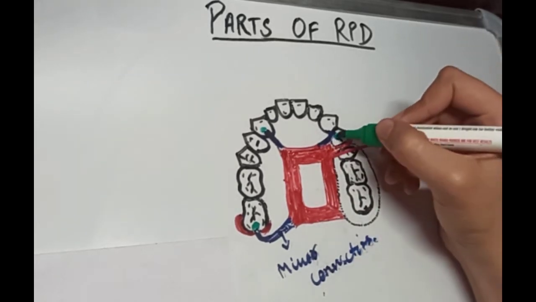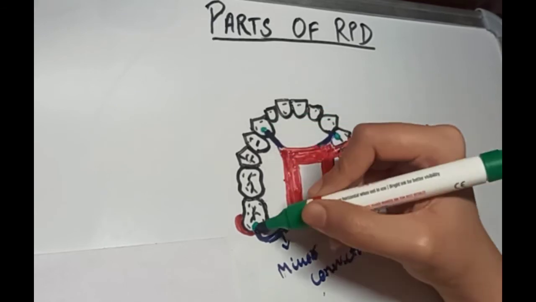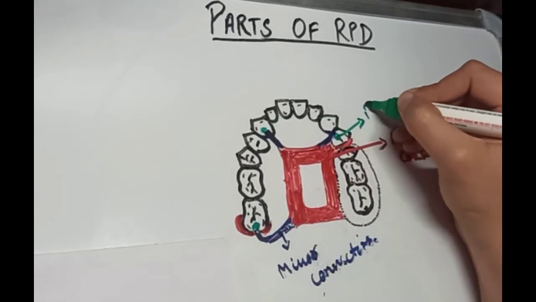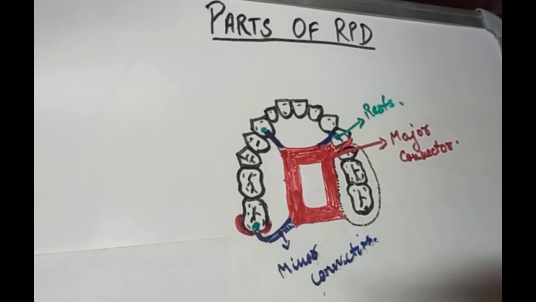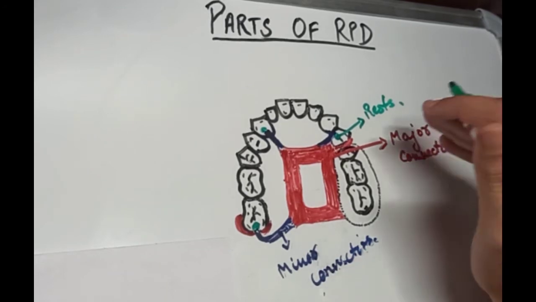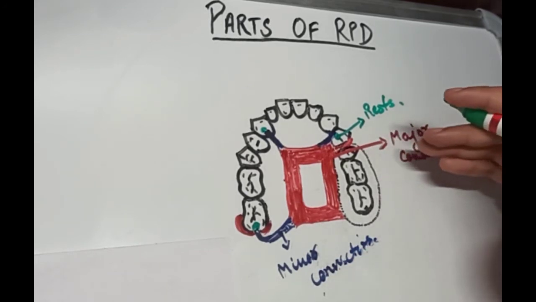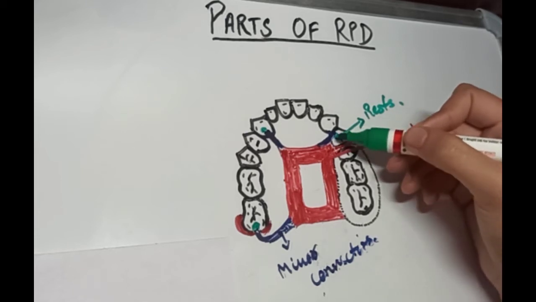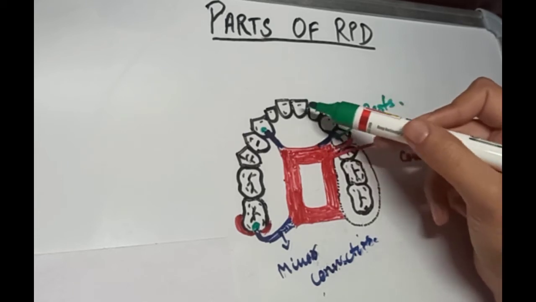So the rests are these portions in green, you can see are rests. So the rests are the metallic extensions in the denture framework that extend over the occlusal or the lingual surfaces of the supporting teeth.